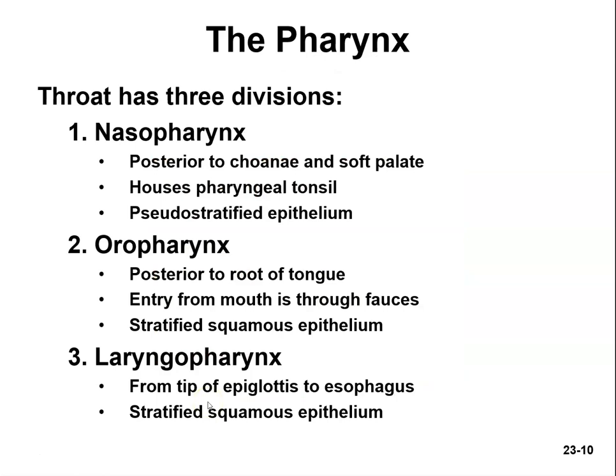The nasopharynx, posterior to the conchae and the soft palate, houses the pharyngeal tonsil. It's lined with pseudostratified epithelium. The oropharynx is posterior to the root of the tongue. Entry from the mouth is through the fauces. That's lined with stratified squamous. Now remember, stratified squamous is meant for abrasion. So some of the things that you eat are going to be very abrasive.